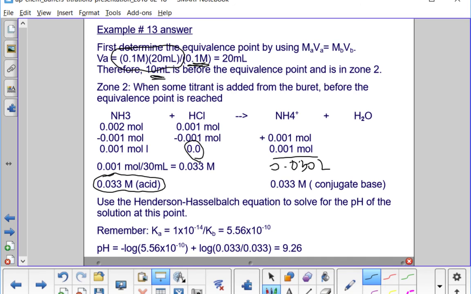So sub that into Henderson-Hasselbalch here, plus the log of the base over the acid concentration, and we get a pH of 9.29. And we would expect the pH to still be pretty basic if we're before the equivalence point.